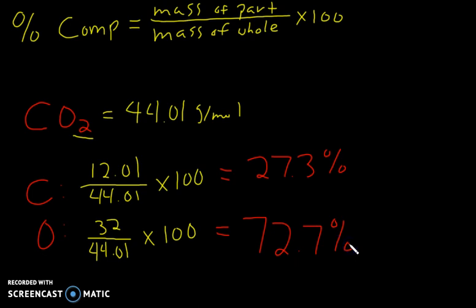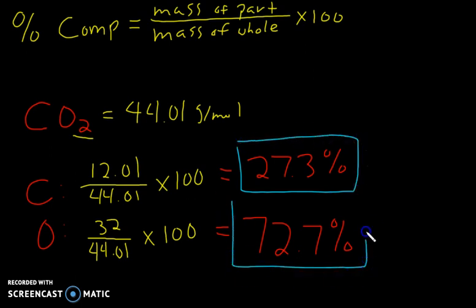So in carbon dioxide, carbon makes up 27.3% of carbon dioxide, and oxygen makes up 72.7% of carbon dioxide. This is how we do the first type of problem that wants us to find percent composition. Now I'll show you how to do the second type.